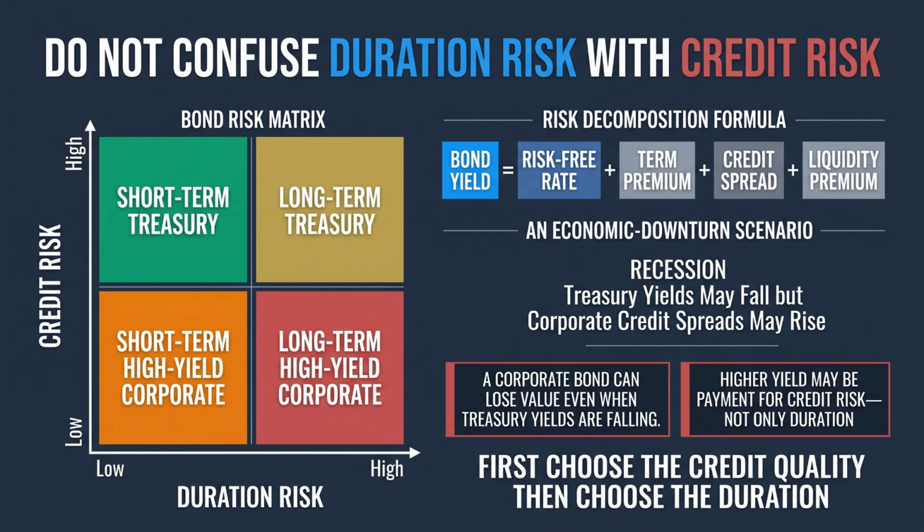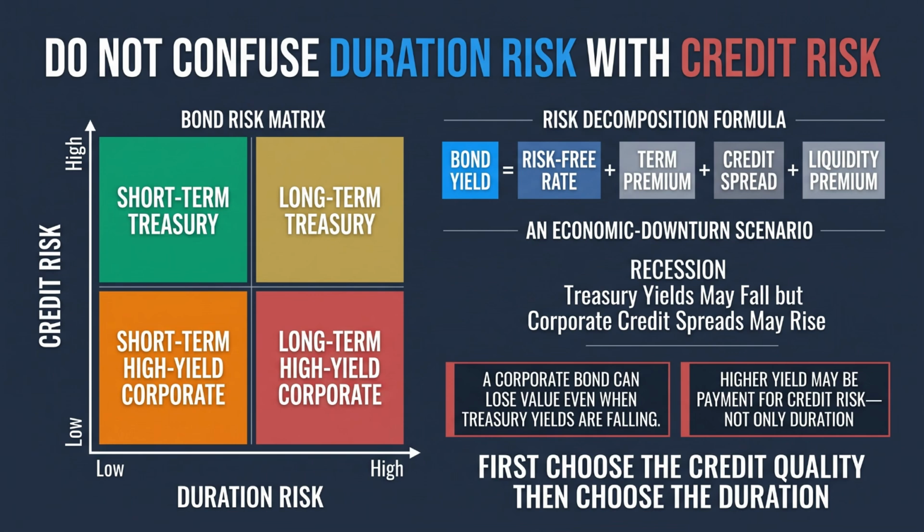The bond's yield can be separated conceptually into several components. There is the risk-free rate, there may be a term premium for lending over a longer period, there is a credit spread compensating for default risk, and there may be a liquidity premium for securities that are more difficult to trade. A higher yield may not be a free opportunity. It may be payment for risks the investor has not identified.